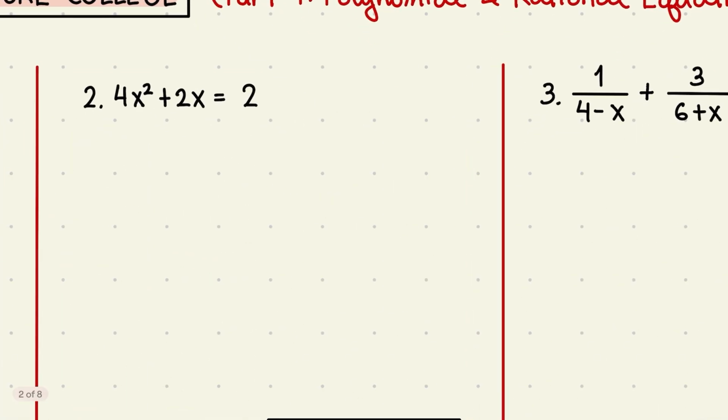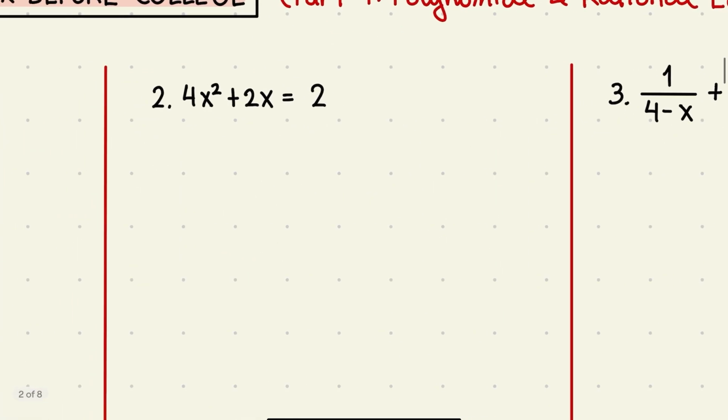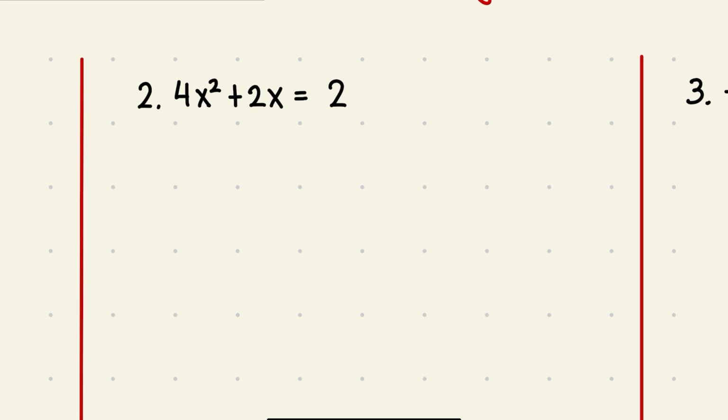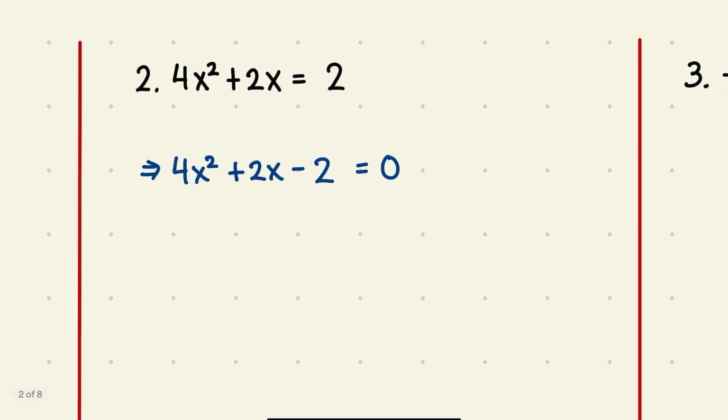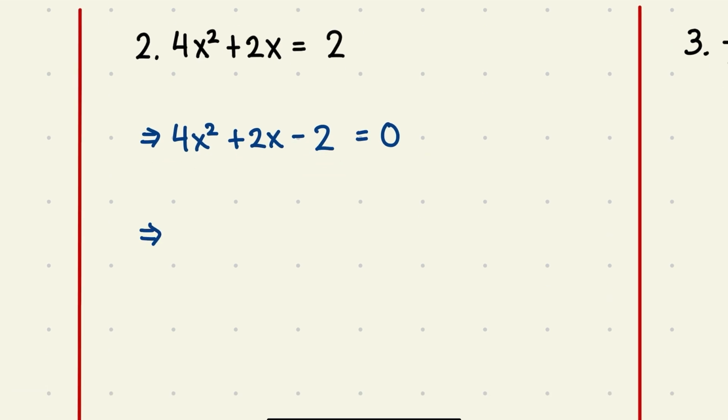So we have here 4x squared plus 2x equals 2. This time we have a quadratic equation. When we deal with quadratic equation, what we do is we simply move everything to one side of the equation. So in this case, we'll be moving 2 to the left side. So we'll have here 4x squared plus 2x minus 2 equal to 0. And then from here, take note that we have a common factor of 2 in each of these terms. So we can divide that one to simplify things and obtain 2x squared plus x minus 1 equal to 0.